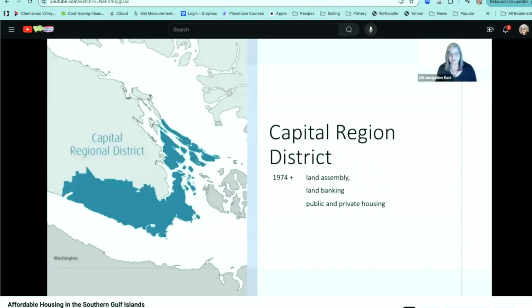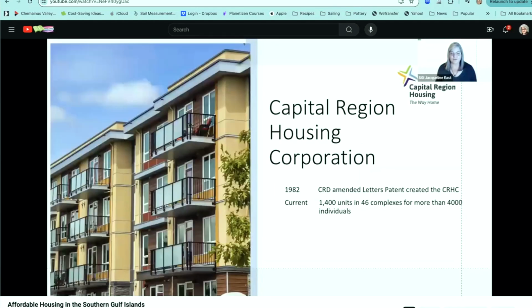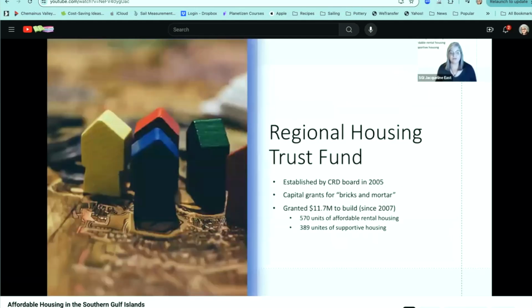The letters patent were amended in 1982 to give the CRD authority to create the Capital Region Housing Corporation. The CRD owns the Capital Region Housing Corporation in order to acquire, develop, and operate affordable housing. They currently have over 1,400 units and 46 complexes and house more than 4,000 people. The Regional Housing Trust Fund was established by the CRD board in 2005.